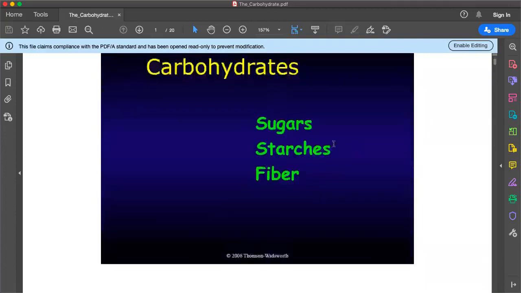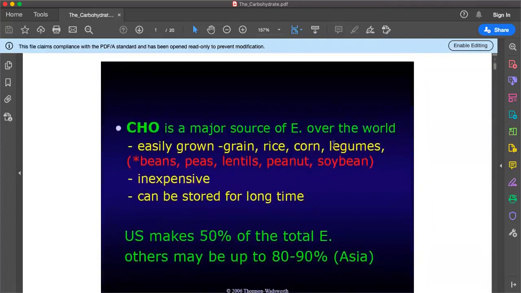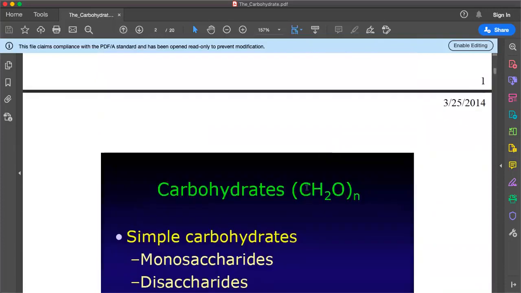So carbohydrates means water and carbon. Okay, so you see this is a carbon atom and this is water. One carbon atom and one water molecule. Okay, so it's more of carbon and water. So this is the carbohydrates.